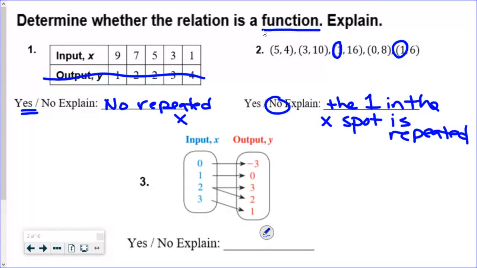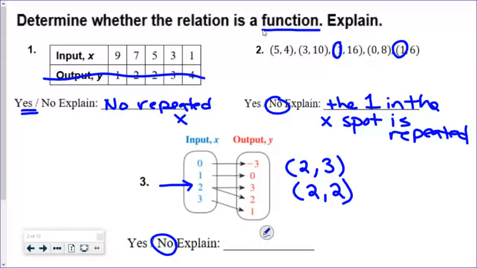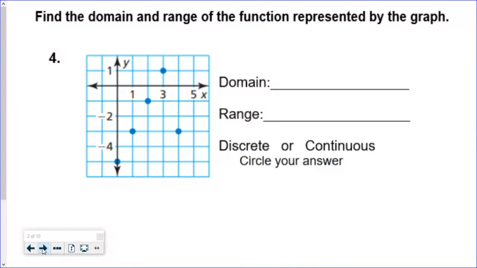And number 3, this is a big fat no as well, because right here, that represents the ordered pair 2, 3, and also the ordered pair 2, 2. So it is not a function because the 2 in the x spot is repeated. So I'm off the screen a little now. So you would say no because the 2 in the x spot is repeated.